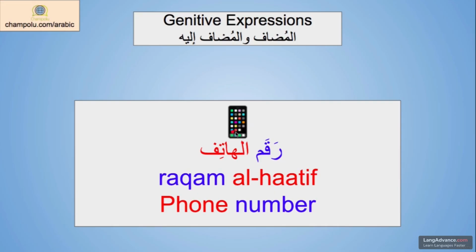Another example here, we want to say phone number or the number of the phone. So in this case, it becomes رقم الهاتف. رقم is the number and الهاتف is the phone.